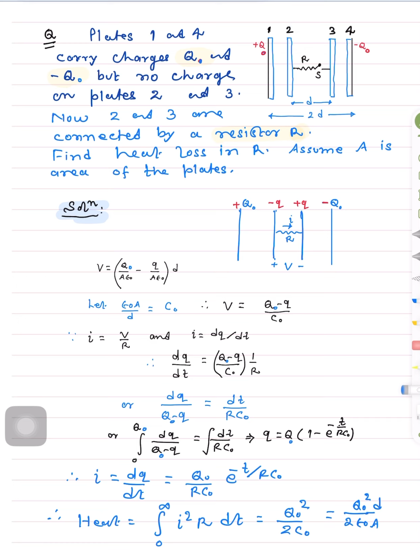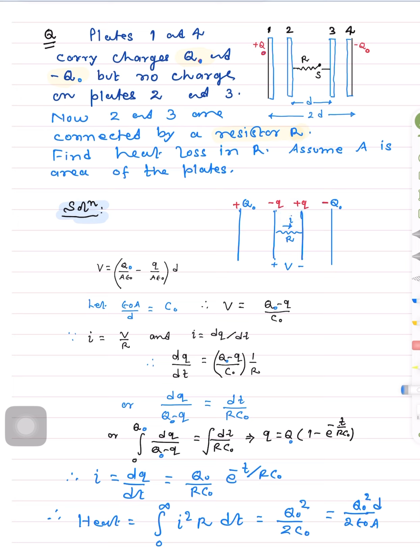So if up to certain time charge small q has flown from 2 to 3, then at that instant plate 3 will have charge small q and plate 2 will have charge minus q, right? Because this is neutral initially. If small q has flown from here to here, then obviously the third will have q charge, the second one will have minus q. And this flow will tend to reduce potential difference. Why? Because these two charges will have their own field, and that field will oppose the original field.